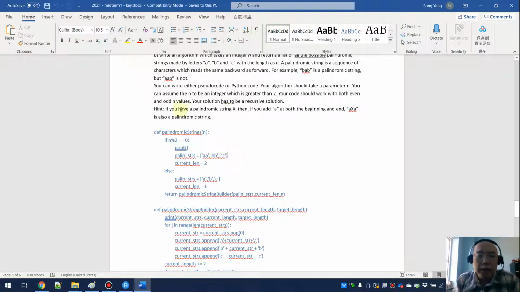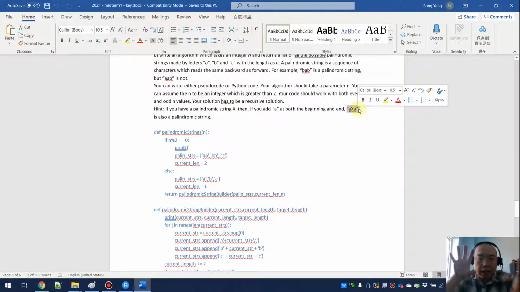And why do I do it this way? See this hint. If I have a seed as x, and then I add a to both sides, we have AXA. So we have the seed x, and on both sides I add a, and then AXA. Well, this is guaranteed to be a palindromic string as well. So starting from a set of the seeds, and then I just expand and expand and expand, and I will be able to build palindromic strings with any length.